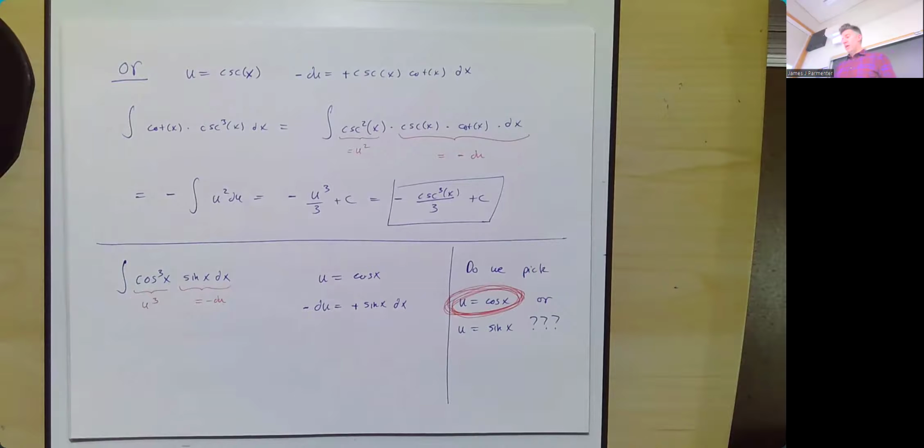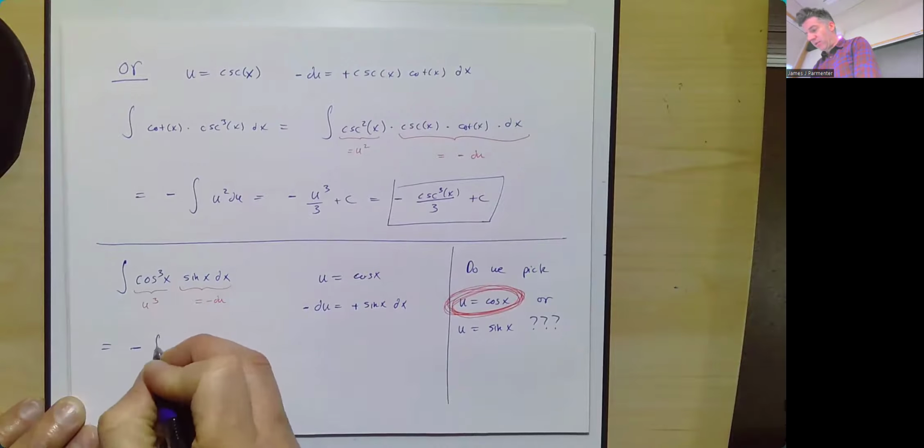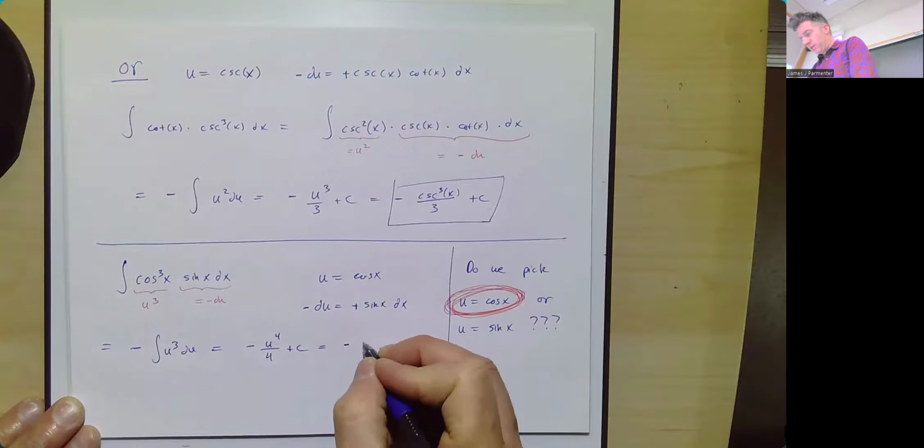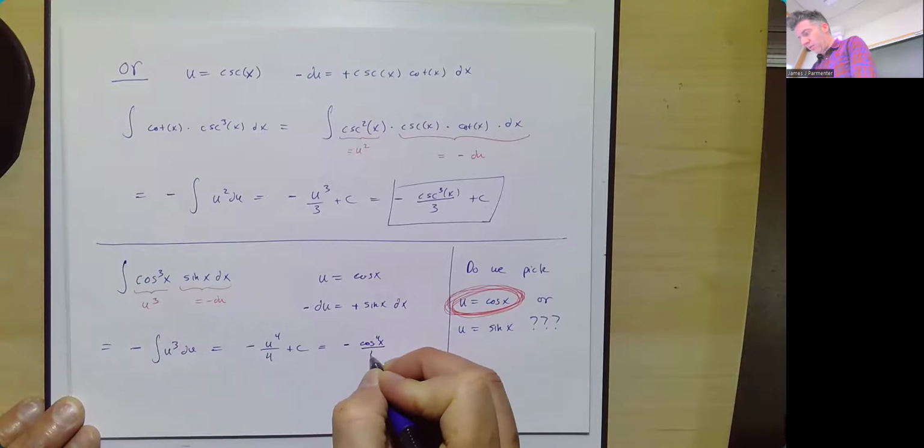If we made the other choice, if we pick u equal to sine, your du would be cosine x dx, and there'd still be a leftover cosine squared, which is something we could deal with, but it's definitely more work to do it that way. So if you have the choice between picking u equal to sine or u equal to cosine, you typically want to pick the one that's kind of stuck inside some other function. Here, cosine is stuck being raised to the third power. So then we rewrite this. We've got the negative integral of u to the third du, which is negative u to the fourth divided by 4 plus c, which is negative cosine to the fourth x over 4 plus c.